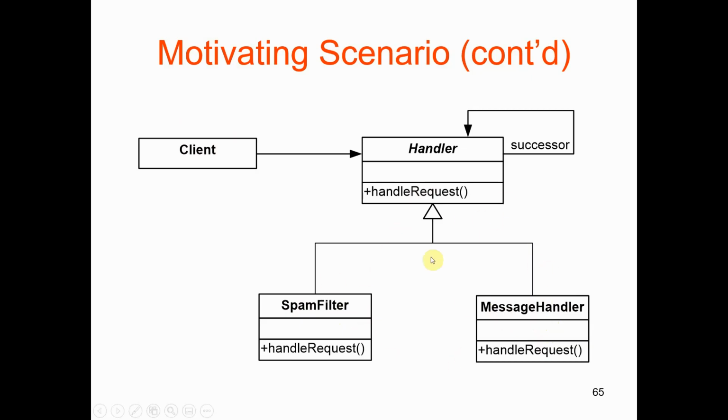In this scenario, because we want the spam filter to screen the request first, the spam filter will be the first one to handle. In some cases in the chain of responsibility, the sequence doesn't matter, and then you can assemble the chain without considering which one goes first. But in this particular example, the spam filter must go before the message handler.